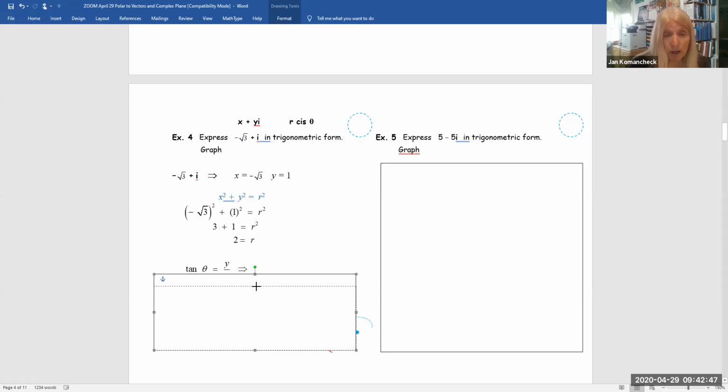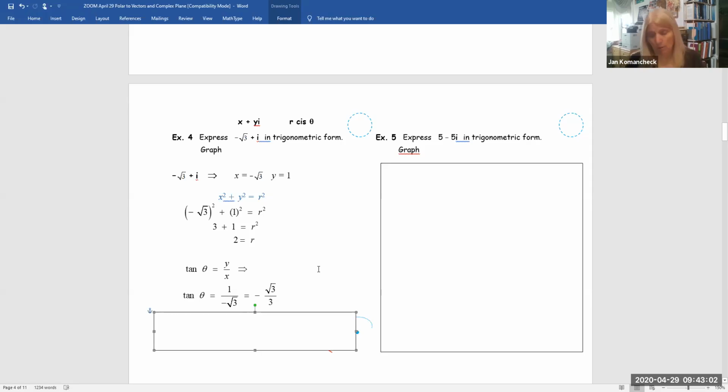To find my angle theta, I'm going to use the tangent function. The tangent is the y over the x. The tangent is the y, which is 1, over the x, which is negative radical 3. I'm going to rationalize that, and then I have to solve. The tangent of 30 degrees is radical 3 over 3. But I've got a negative in there. So I know that my tangent is negative in quadrant 2, and in quadrant 4.